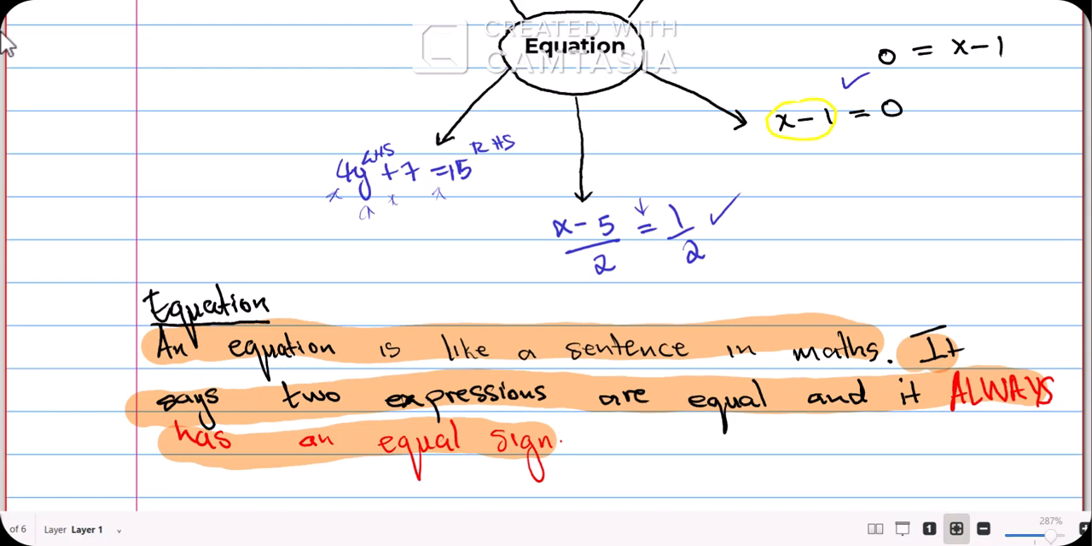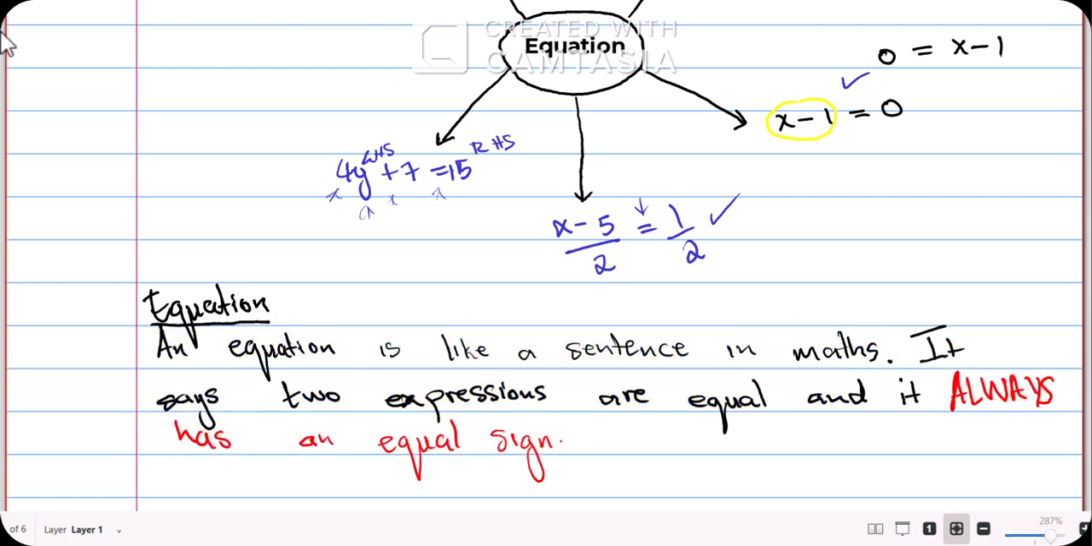This part is like a sentence in maths. So you are adding, subtracting, multiplying, dividing expressions. In maths, you are doing those things. So now these two expressions: this left hand side is an expression, and this right hand side is also an expression.